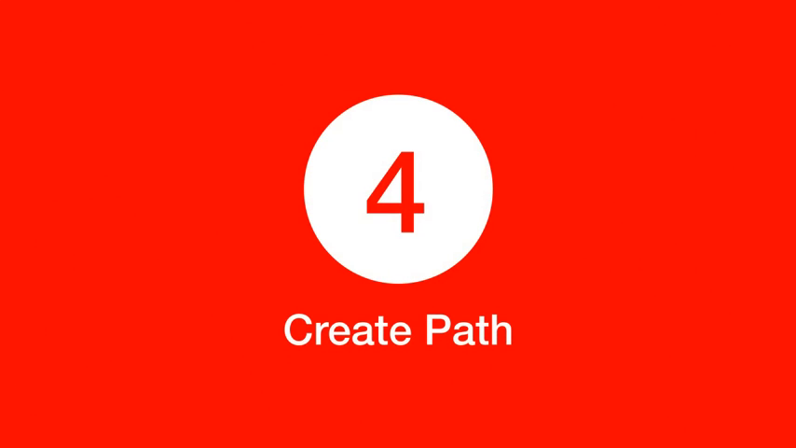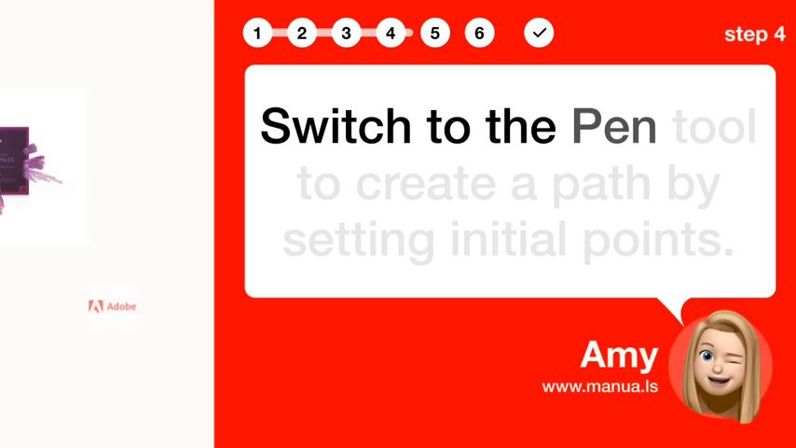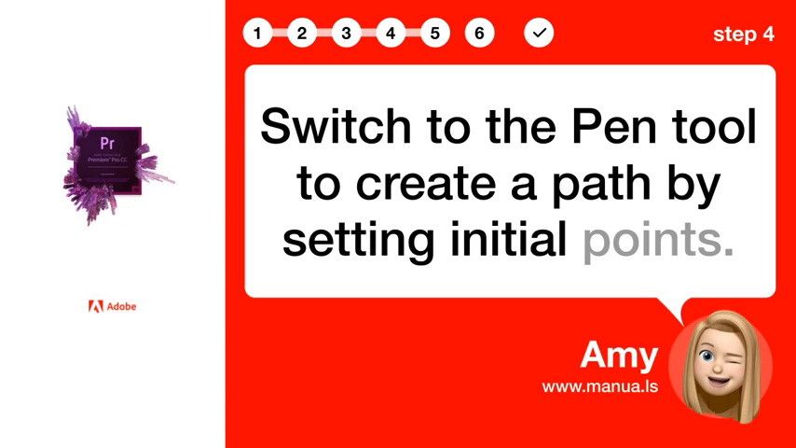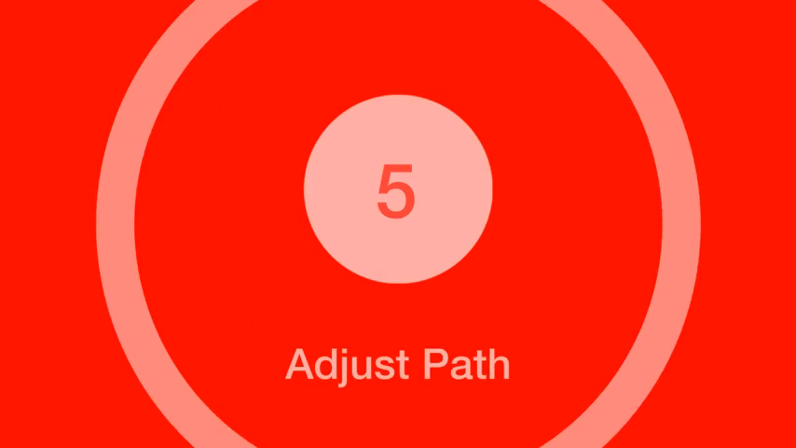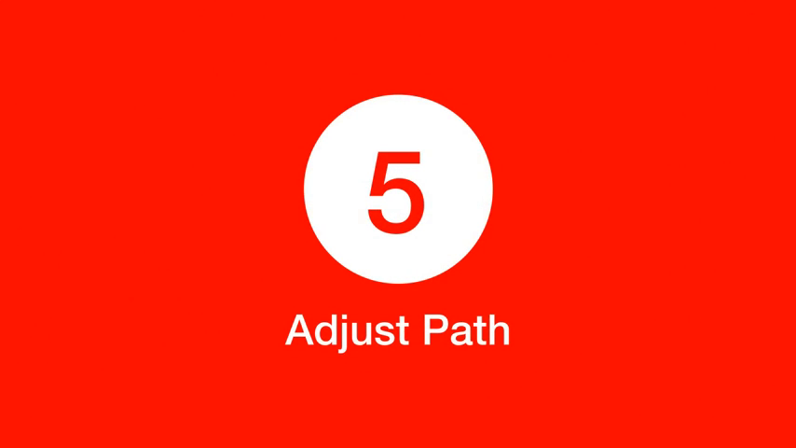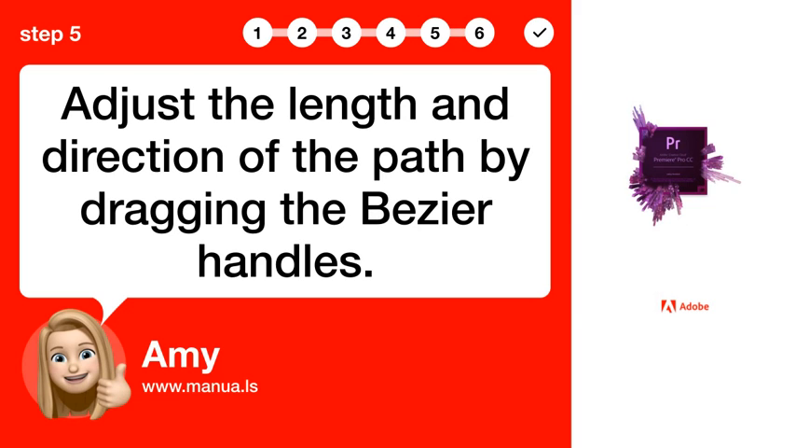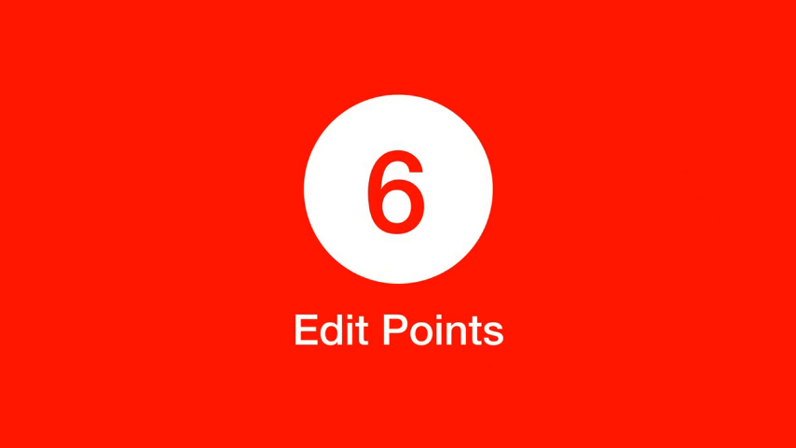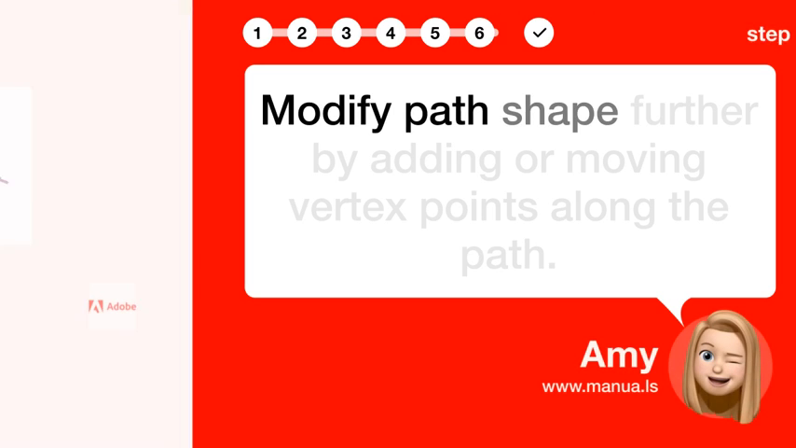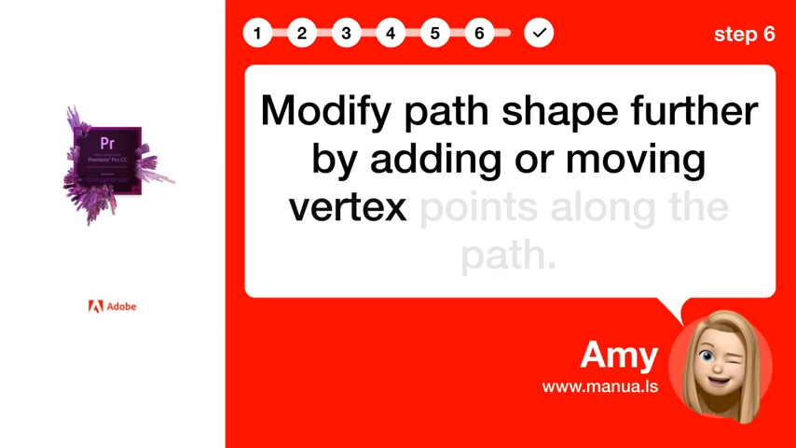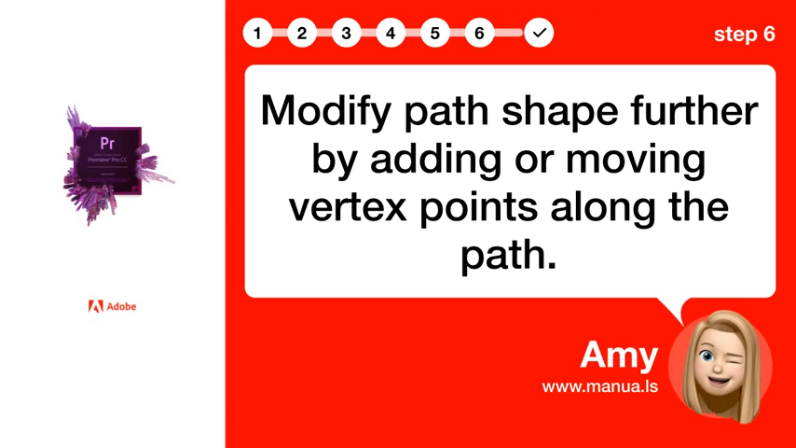Step 4. Create Path. Switch to the Pen tool to create a path by setting initial points. Step 5. Adjust Path. Adjust the length and direction of the path by dragging the Bezier handles. Step 6. Edit Points. Modify the path shape further by adding or moving vertex points along the path.